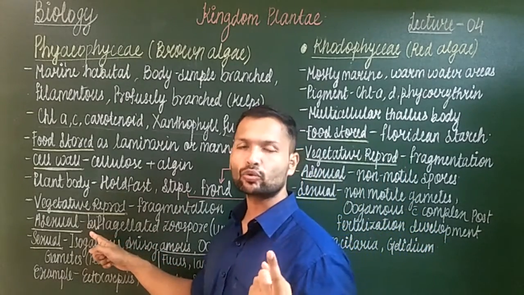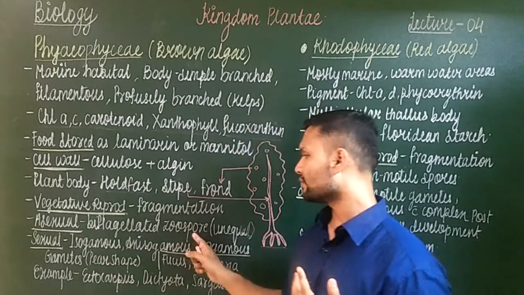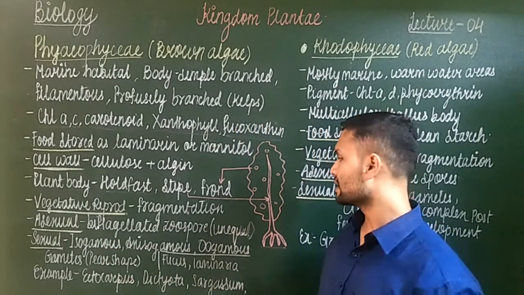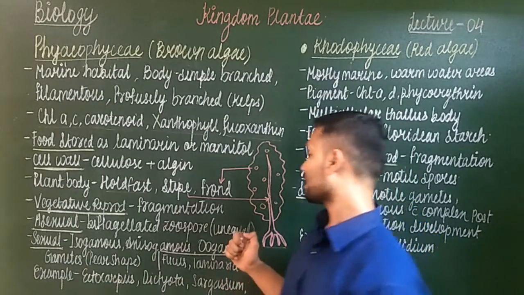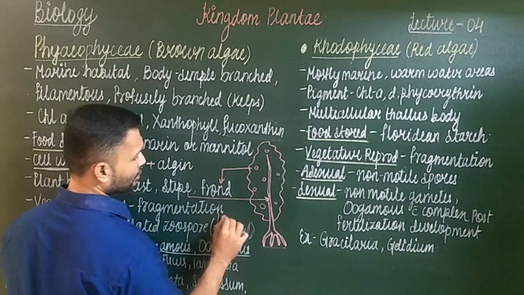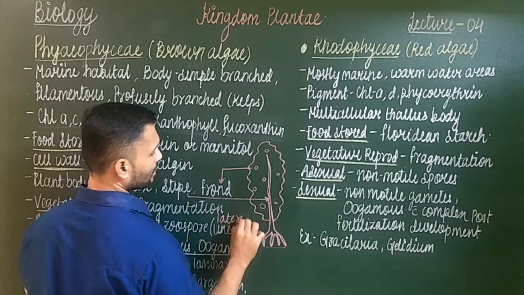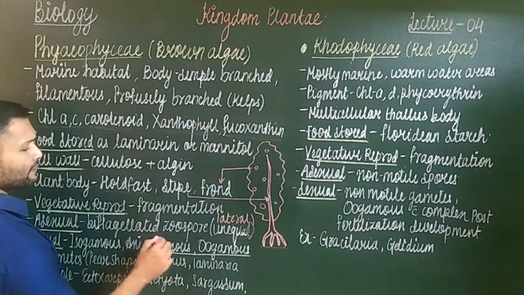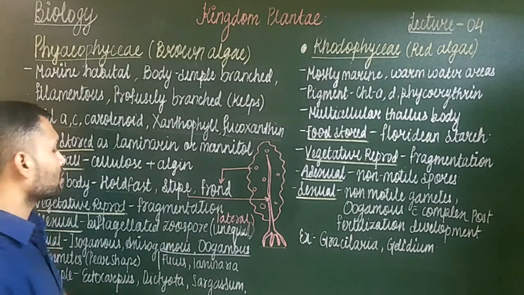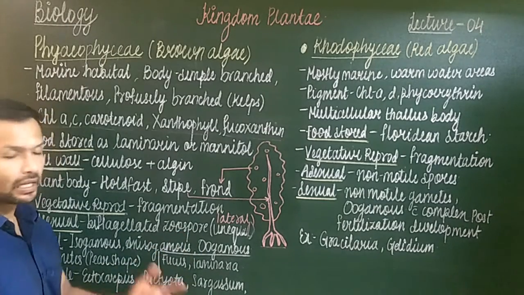The name itself shows biflagellate. So every zoospore has only two flagella, but they are unequal. They are present laterally, that also you can add to this. Lateral and unequal flagella. So these are biflagellated zoospores which will germinate to form this algae.